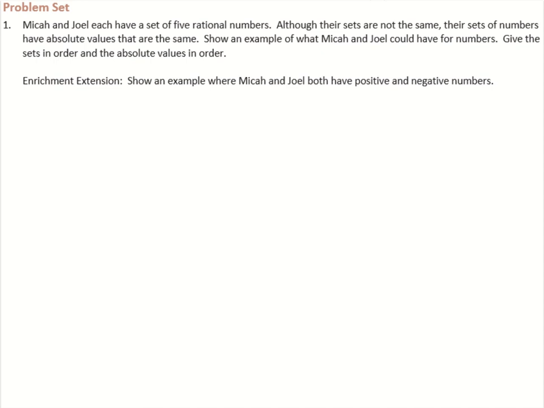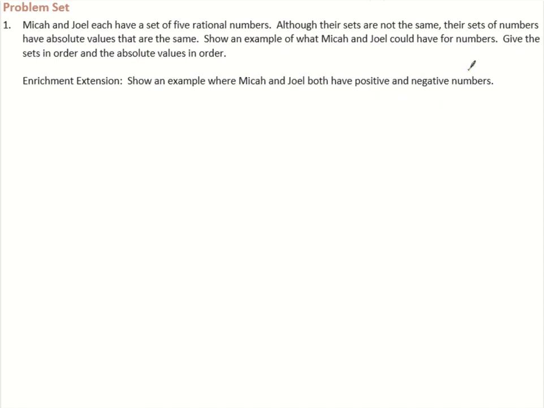Problem set question number 1 says that Mika and Joel each have a set of 5 rational numbers. Although their sets are not the same, their sets of numbers have absolute values that are the same. Then it asks us to show an example of what Mika and Joel could have for their numbers. Give the sets in order and the absolute values in order.